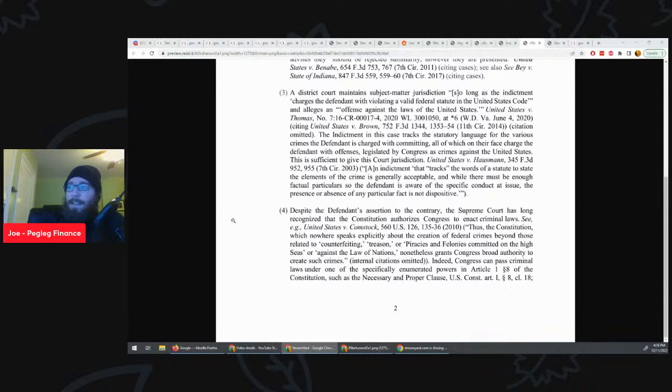4. Despite the defendant's assertion to the contrary, the Supreme Court has long recognized that the Constitution authorizes Congress to enact criminal laws. See, e.g., United States versus Comstock. Thus, the Constitution, which nowhere speaks explicitly about the creation of federal crimes beyond those related to counterfeiting, treason, or piracies and felonies committed on the high seas, or against the law of nations, nonetheless grants Congress broad authority to create such crimes. Indeed, Congress can pass criminal laws under one of the specifically enumerated powers in Article 1, Section 8 of the Constitution, such as the Necessary and Proper Clause, U.S. Constitution, Article 1, Section 8, Clause 18.